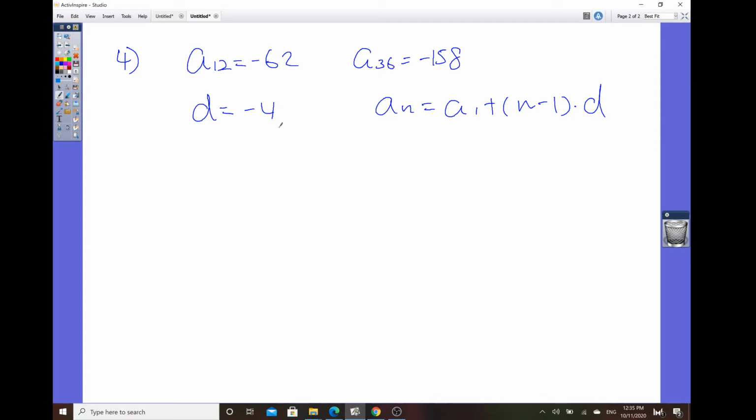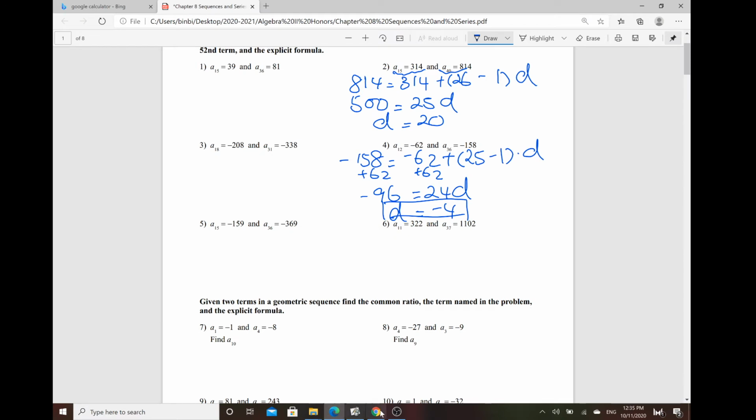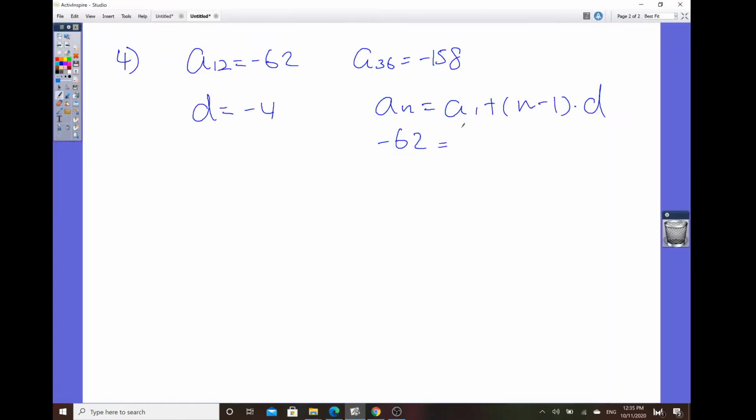So using that formula, we can find a sub 1, using the lower term for a sub n, negative 62. Okay, making sure that's the right number here. Yeah, it is. So a sub 1, that's what we need to find. So n is 12, minus 1 times the common difference, negative 4. So a sub 1 plus 11 times negative 4, which is negative 44. Add 44 to both sides, so a sub 1 would be negative 18.